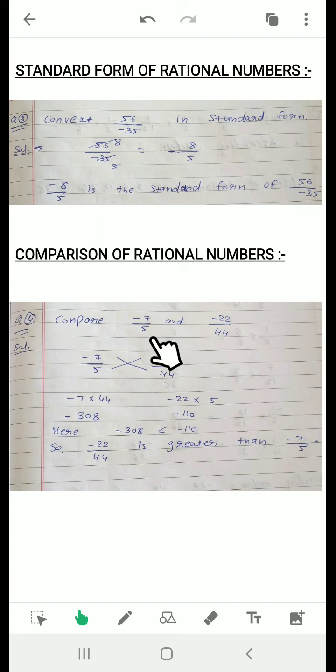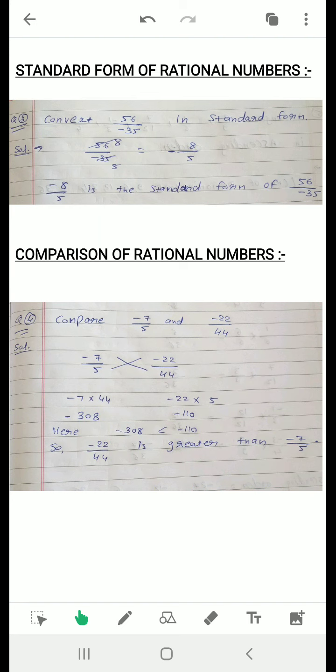Compare minus 7 upon 5 and minus 22 upon 44. For comparison, here again we will do cross multiplication. Minus 7 multiplied by 44, minus 22 multiplied by 5. Here I got minus 308 and minus 110. Now recall the properties of integers that you have learned in chapter number 1.